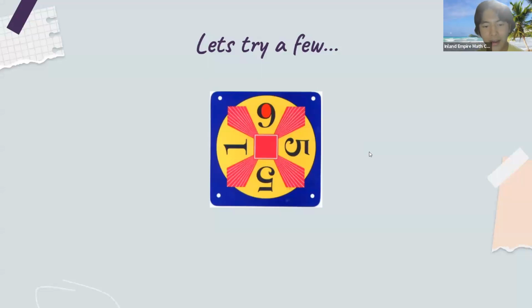Okay. 1, 9, 5, and 5. How would you combine these numbers to get 24?